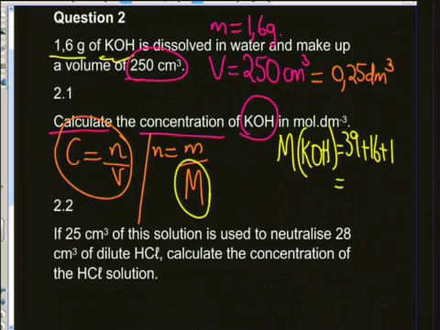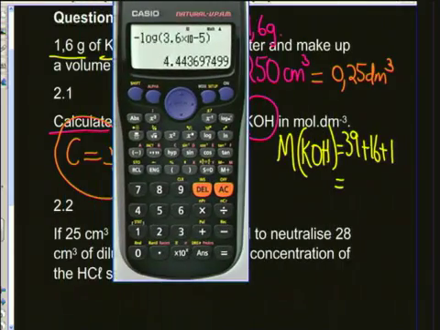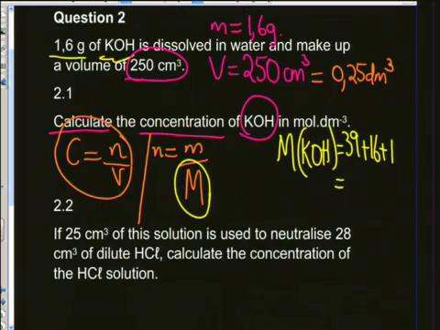And that will give me, right? Go to your calculator, you work that out, which should be simple to do. So it's 39 plus 16 plus 1. What do you get? You're getting 56. So this is 56 grams per mole. Now I have the molar mass. Okay? Need to make sure that you see that as per mole.